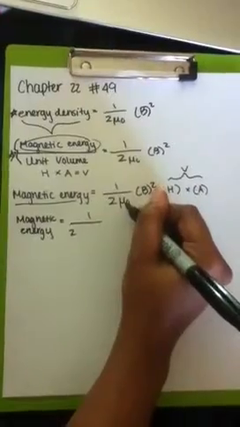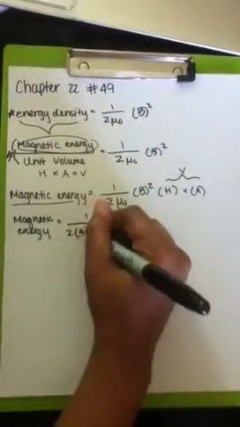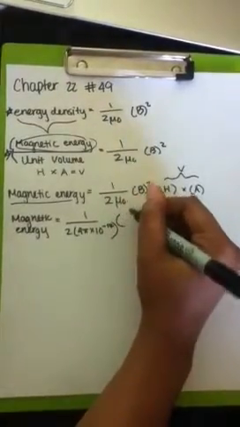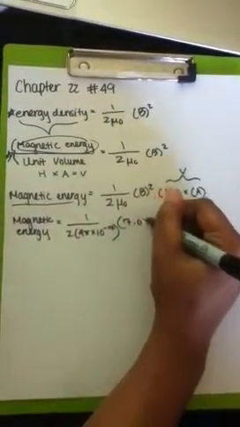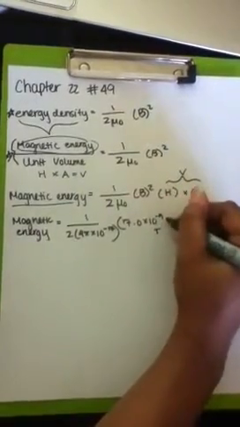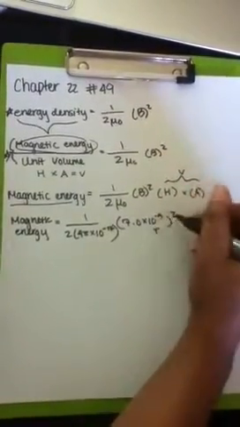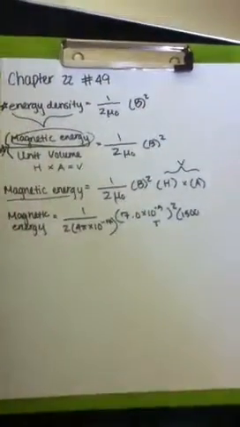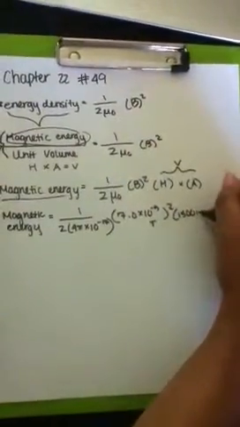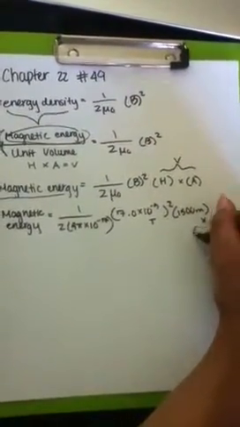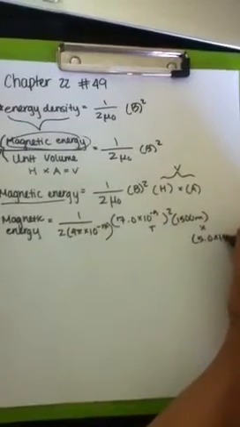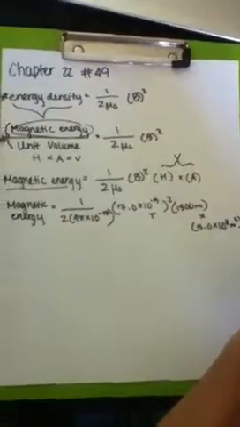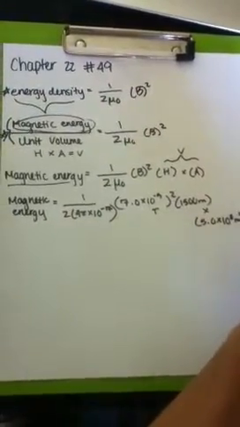This value right here is the permeability of space constant, and it is equal to 4 pi times 10 to the negative seventh. This is the Earth's field right here, and it is 7.0 times 10 to the negative fifth Tesla squared, the whole value is squared, times the height, which was 1,500 meters, times the area, which is 5.0 times 10 to the eighth meters squared. All we have to do is plug in these values into our calculator.